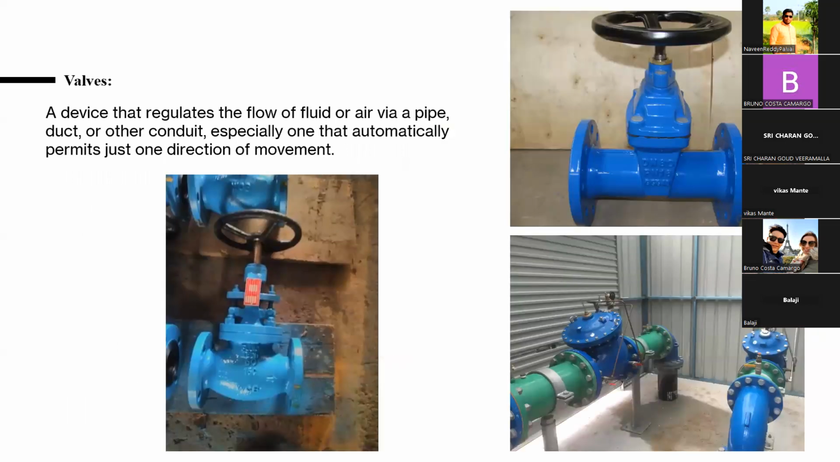The next one is a valve: a device that regulates the flow of liquid or air through a pipe, duct, or other conduit, especially one that automatically permits just one direction of movement. These are the images of those.